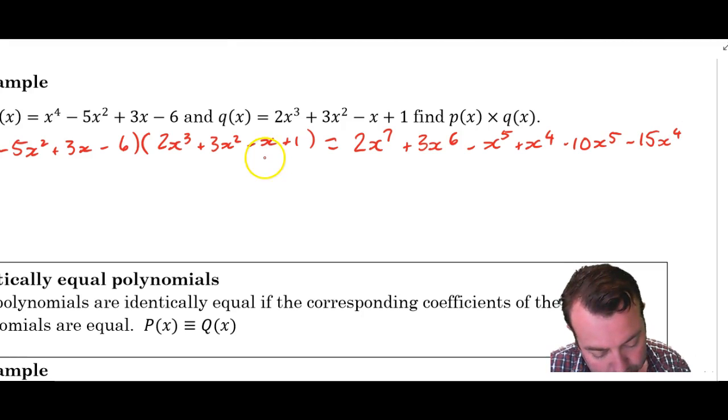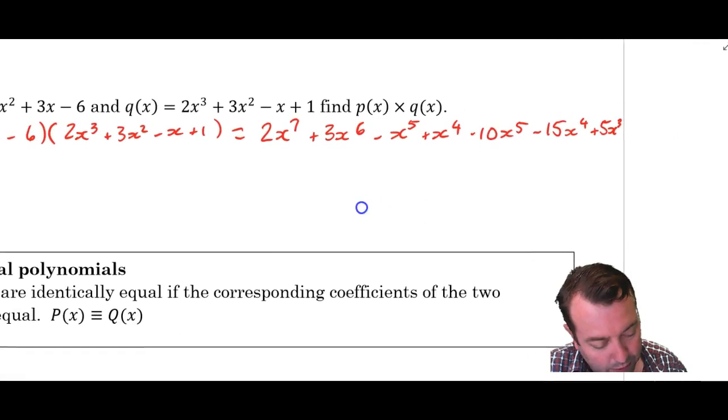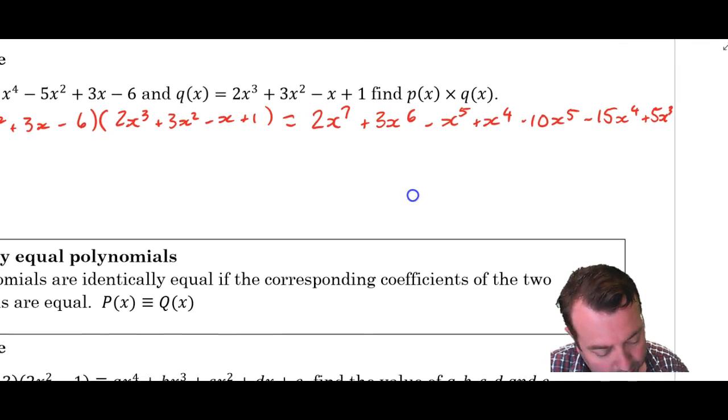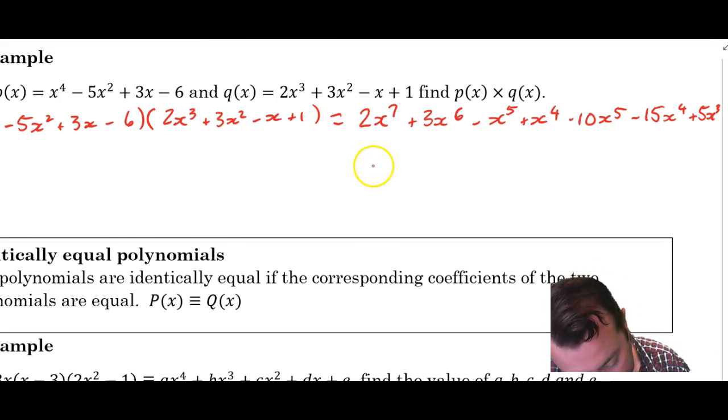Negative 5x squared times negative x is 5x cubed. You can see I'm rapidly running out of space here. I'm going to have to just continue along. It gets pretty scrappy, but it's just going to be how it is. Negative 5x squared times 1 is minus 5x squared.